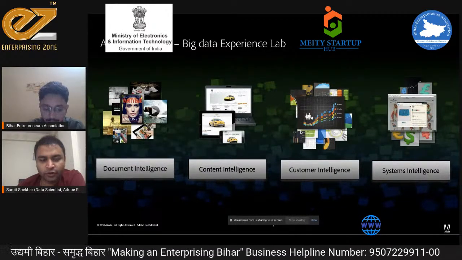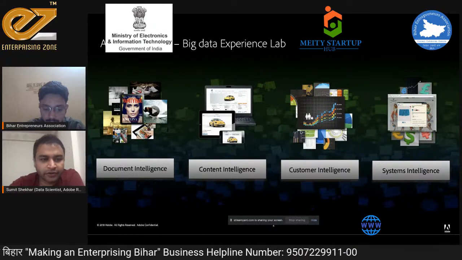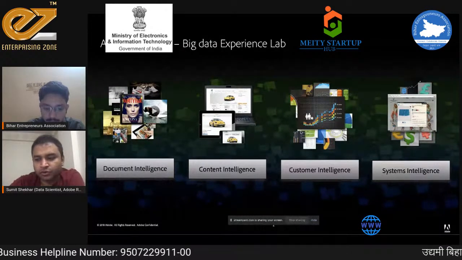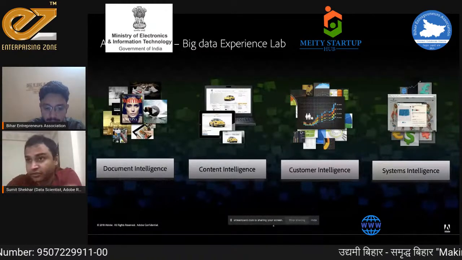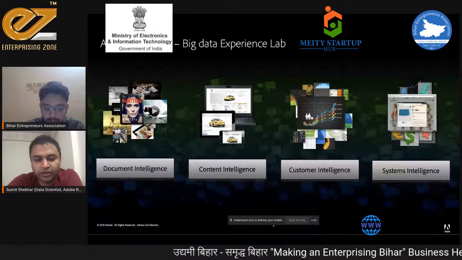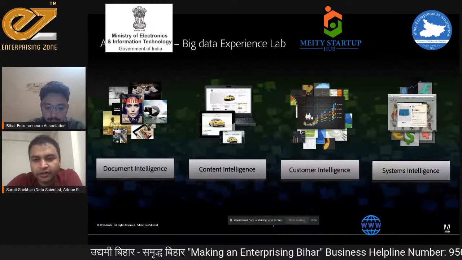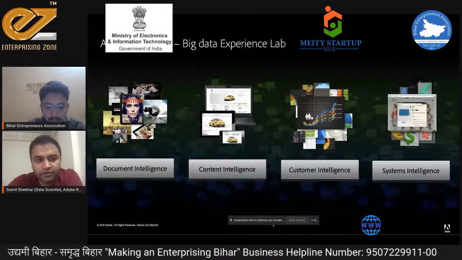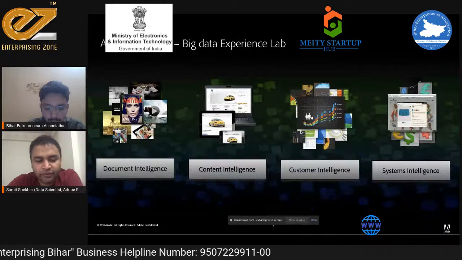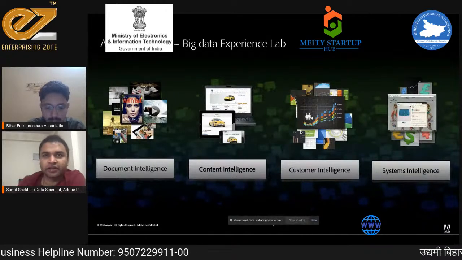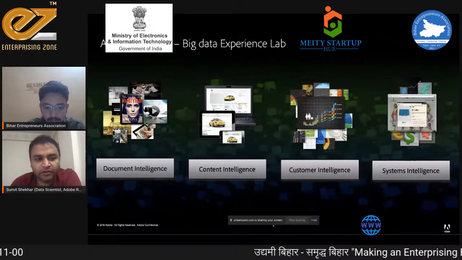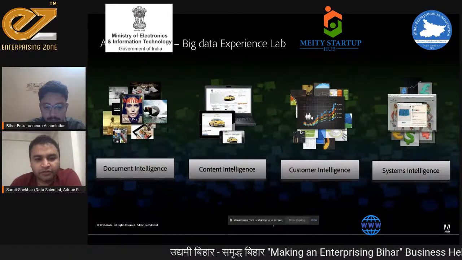So basically, in Adobe Research, we are part of a team called the Big Data Experience Lab. It's a lab in the US and Bangalore, and essentially we are looking into four different types of problems. One is document intelligence, which is basically extracting information from documents, extracting content or structure and different types of information present in the document, for different types of documents as well.